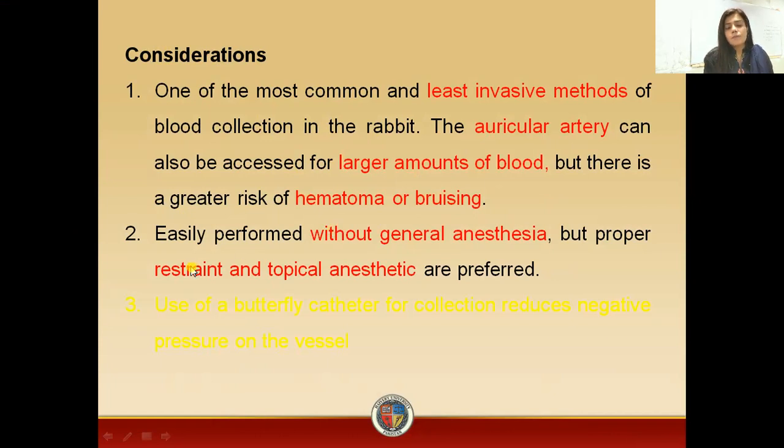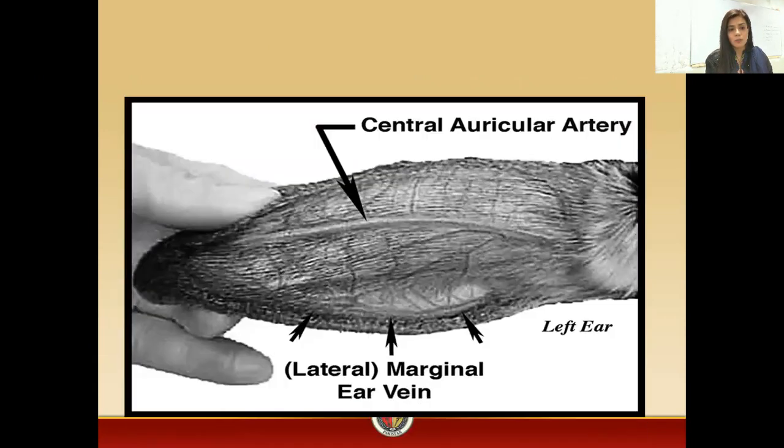So usually we use the marginal vein. What is the benefit of that? This is the site which can be used without using a local anesthetic. Even then, we prefer to use the anesthetic, or we use the topical anesthetic. But the whole conclusion is that while collecting the blood from the rabbit's vein, you must properly restrain the rabbit. In our previous videos, we have discussed how to restrain the rabbit. You can use a rabbit restrainer, you can use the towel wrap technique as well.